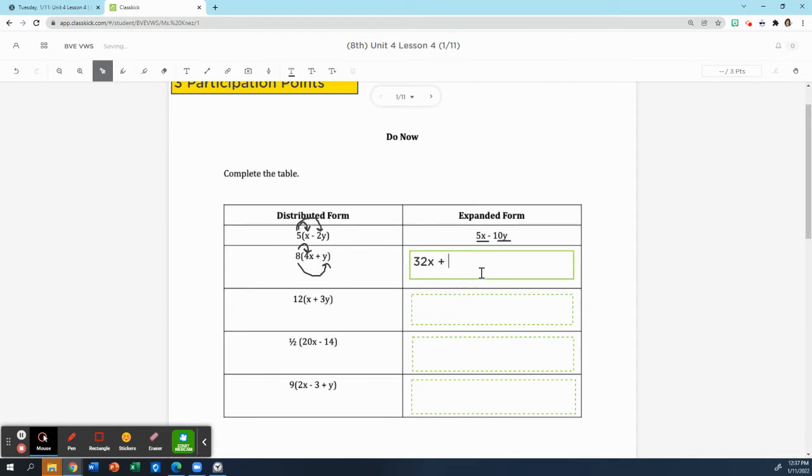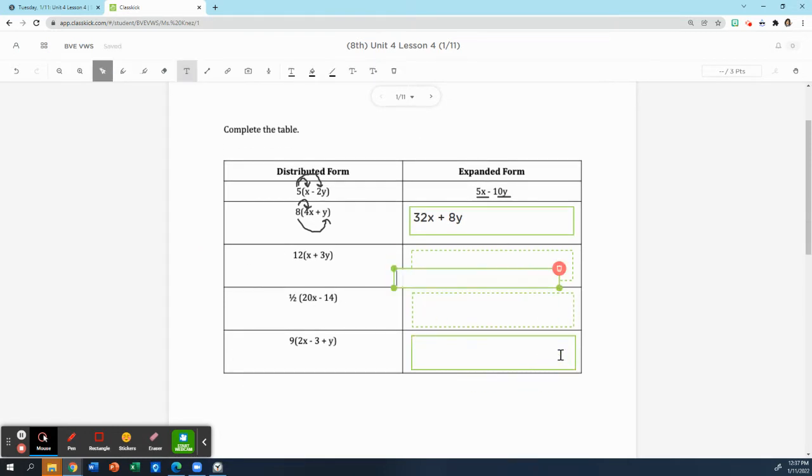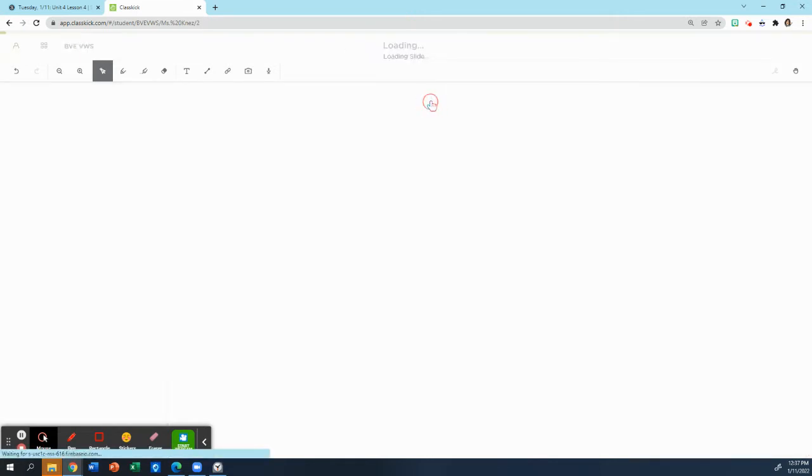I want you to go ahead and pause this video and complete the rest of the boxes on this slide. So your directions are to pause the video and complete the rest of slide 1. Okay, at this point, you should have completed slide 1. If you haven't, pause the video again and come back to it when you're finished.